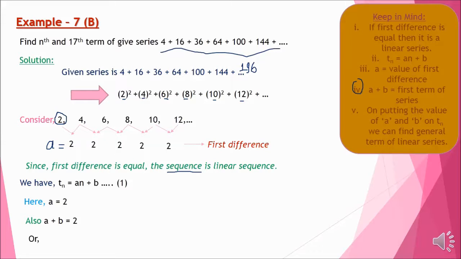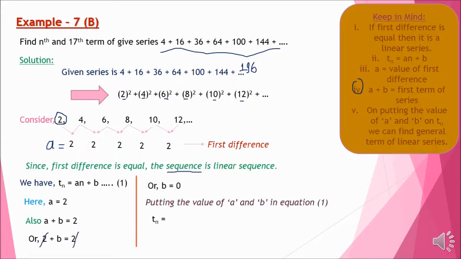Here a is 2, so 2 plus b is equal to 2. That means b is equal to 0 because 2 and 2 got cancelled right here. Then b is equal to 0. Putting the values of a and b, we can see Tn is equal to 2n plus 0, which is equal to 2n.